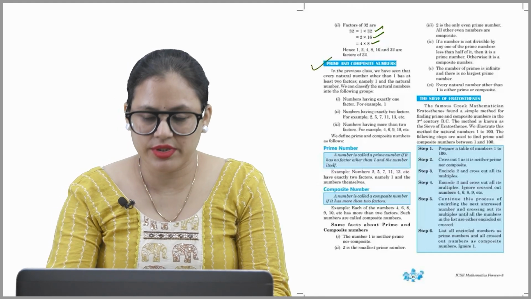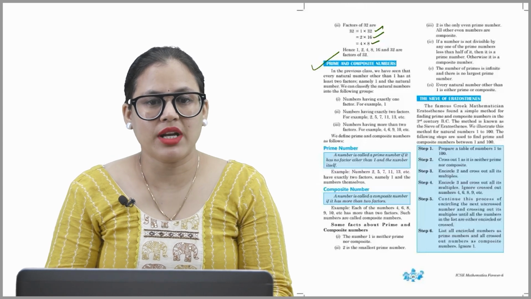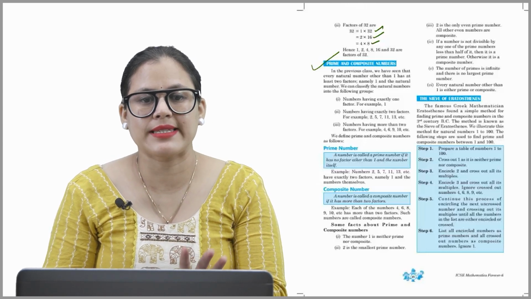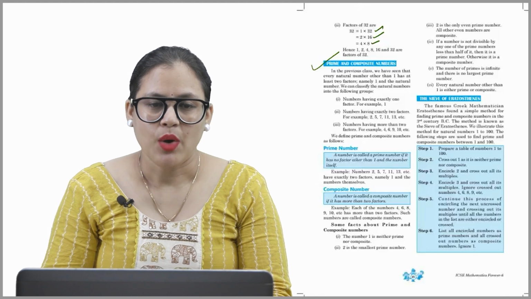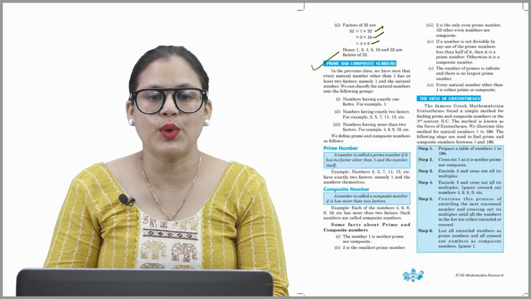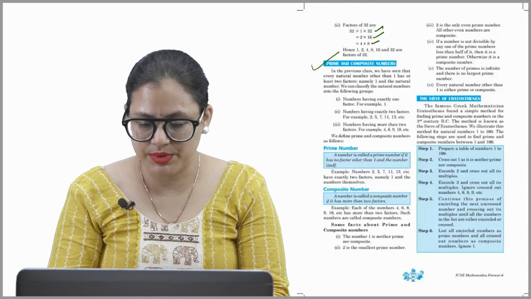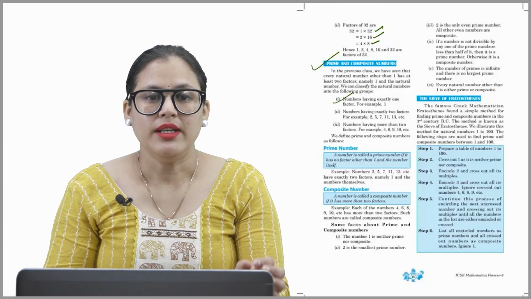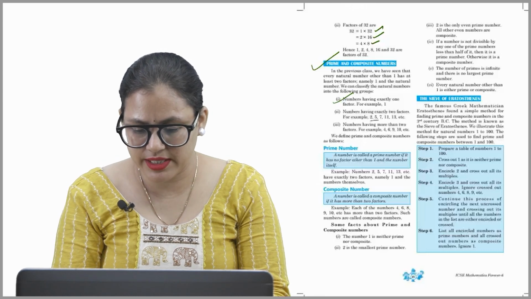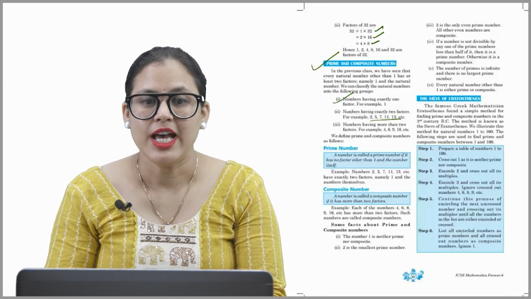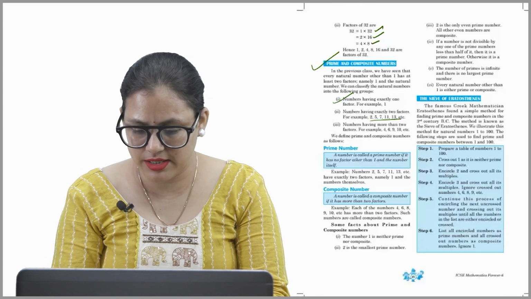Now, prime and composite numbers. In the previous class, we have seen that every natural number other than 1 has at least 2 factors, namely 1 and the natural number. We can classify the natural numbers into the following groups. Number 1, numbers having exactly one factor, for example 1. Number 2, numbers having exactly 2 factors, for example 2, 5, 7, 11, 13, etc. Number 3, numbers having more than 2 factors, for example 4, 6, 9, 10, etc.